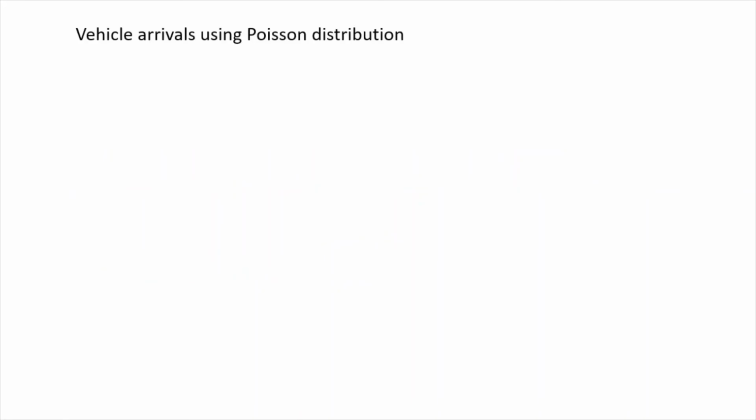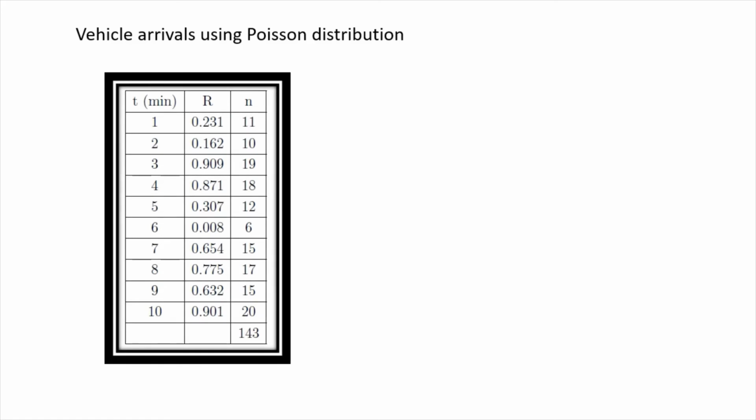And now let's see the vehicle arrivals using Poisson distribution. So we have the scan interval. We fix the scan interval to be 1 minute, and the total simulation time is 10 minutes. That's what is asked in the question. So for 10 minutes of simulation duration, we are considering 1 minute to be the scan interval. So every 1 minute, we need to get how many vehicles are arriving.